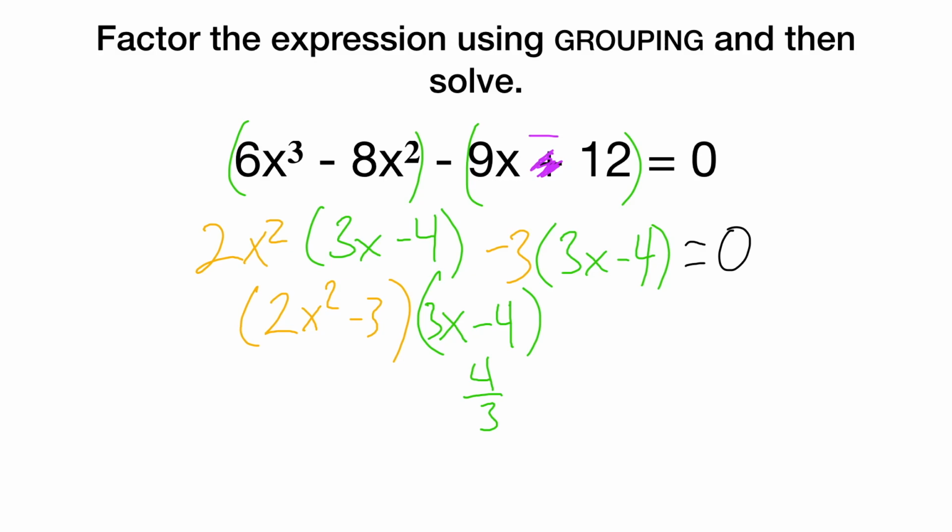But to find the other one, 2x squared minus 3 equals 0. That means 2x squared equals 3. That means x squared equals 3 halves, square root. So this will be plus or minus the square root of 3 over 2.